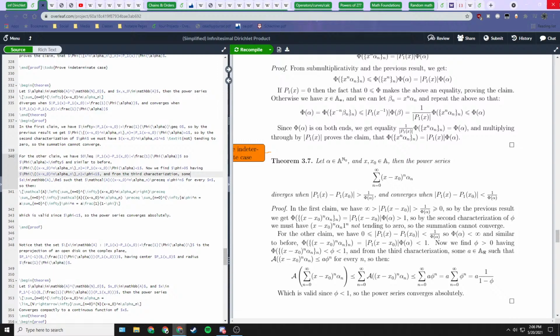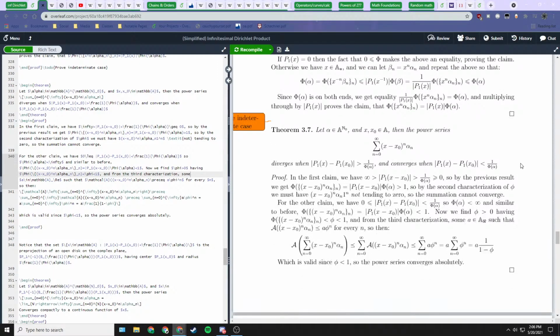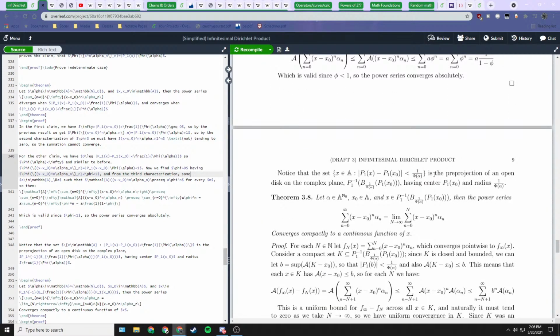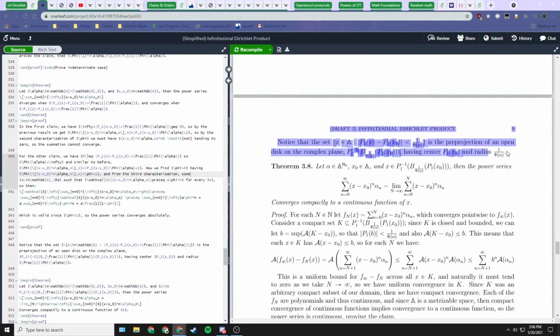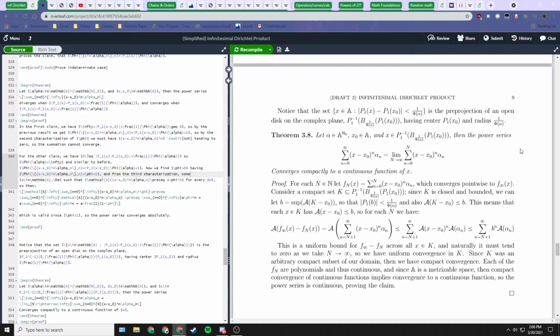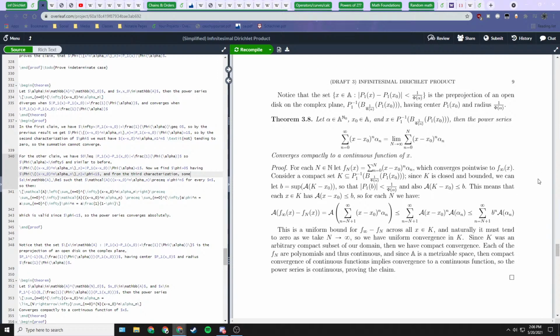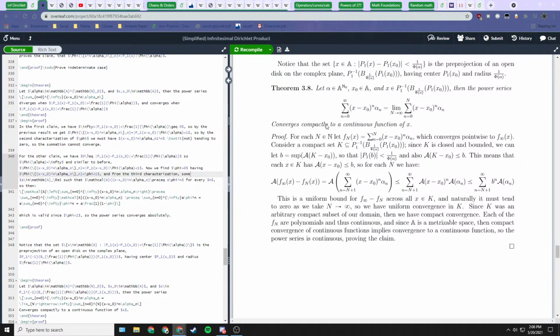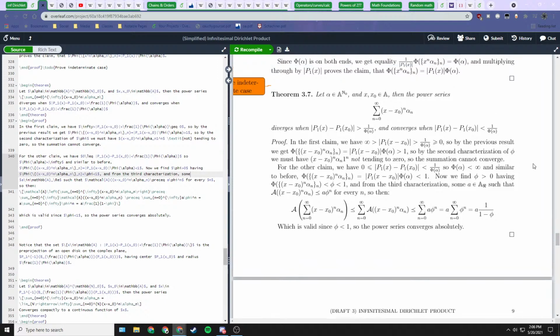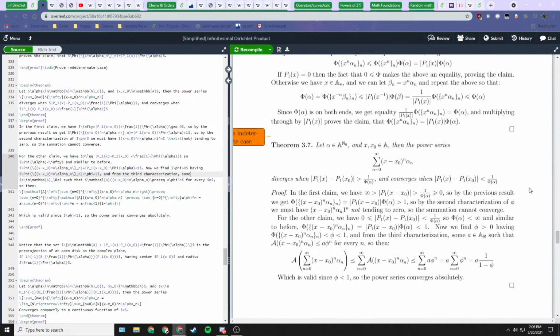So we've sort of handled all of this. Notice that this is the pre-projection of an open disk having center p1 x0 and radius 1 over phi alpha. And then we just have this, and this all checks out because we're just staying inside of that ball. Okay, great. So that fixes that indeterminate case. So we don't have to worry about that anymore.